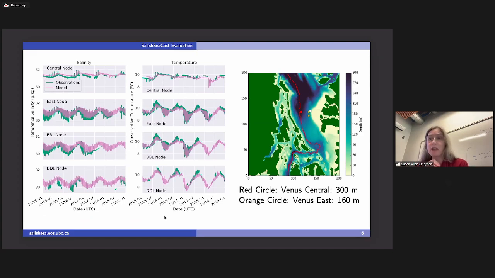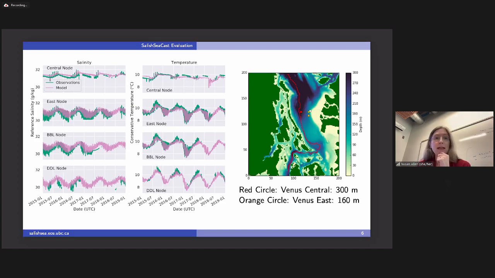So the data here is courtesy of Ocean Networks Canada, and it's shown in green. We have nodes at the bottom at 4 different places here. And in each one, I'm showing you the salinity on the left and the temperature on the right. The pink is the model.